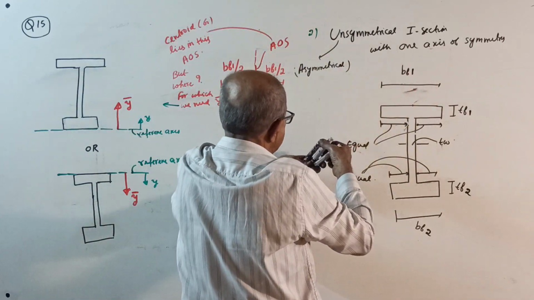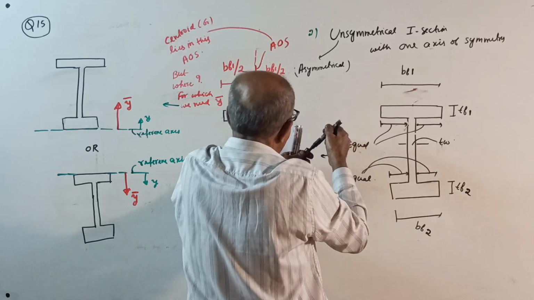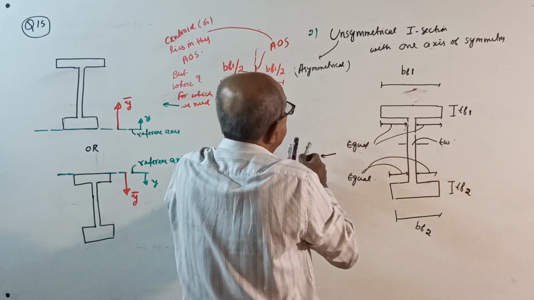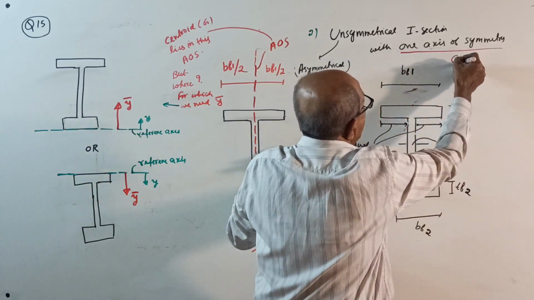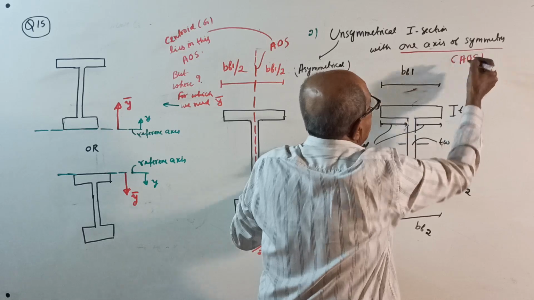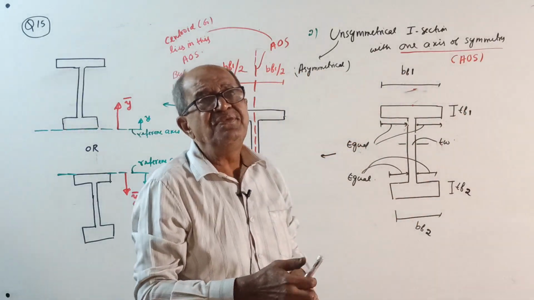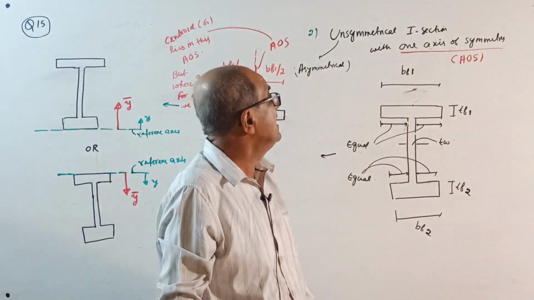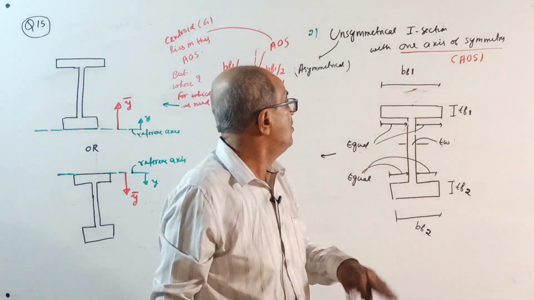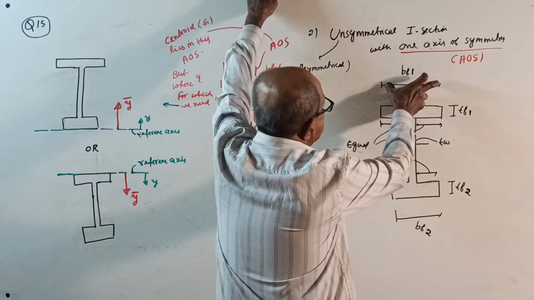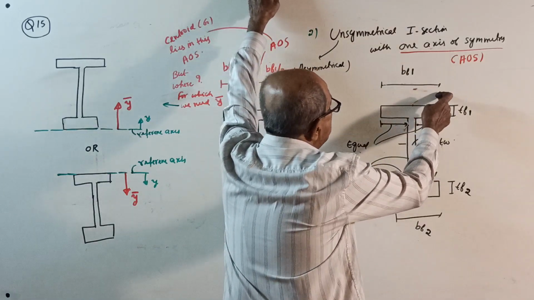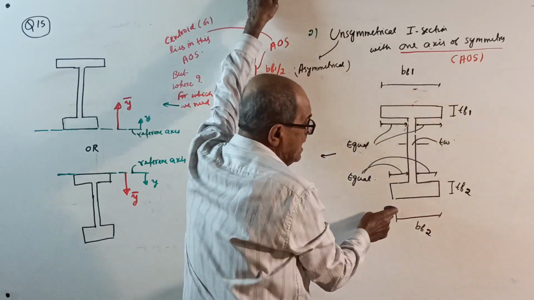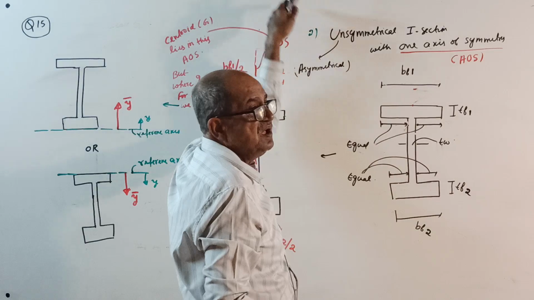I'll put it in red color: one axis of symmetry. In future I am putting AOS. When I put a single AOS, it means axis of symmetry; if two are there, it means axes of symmetry. Okay, see here, breadth of flange. This is the top flange, this is the bottom flange. This width is BF1, this is BF2. They are not equal.